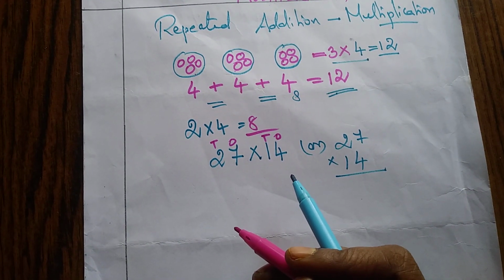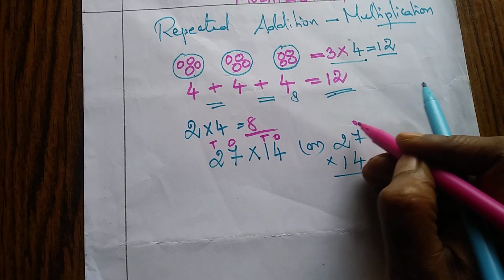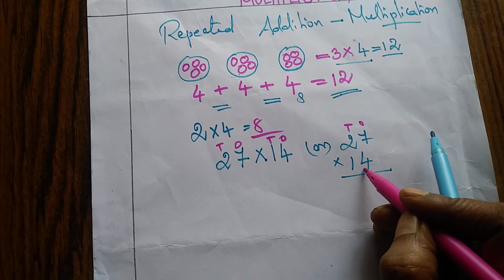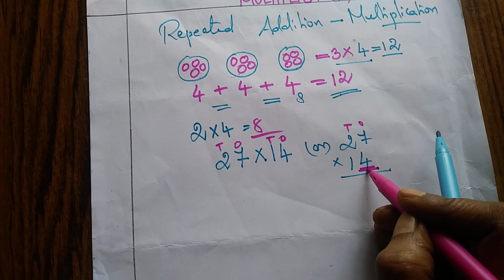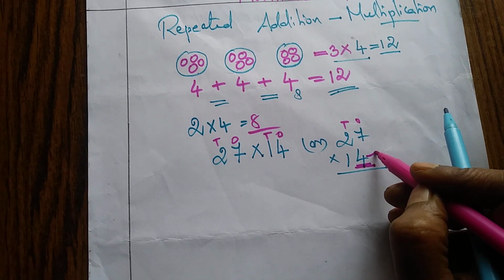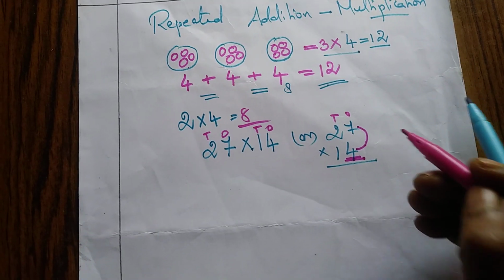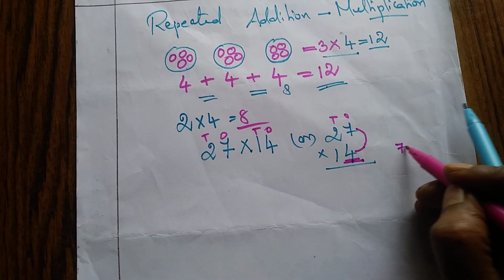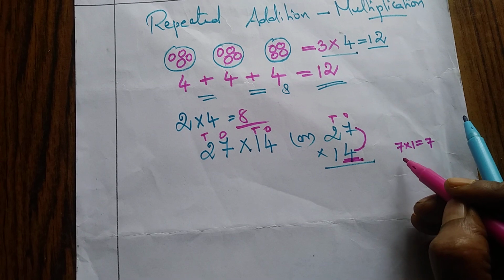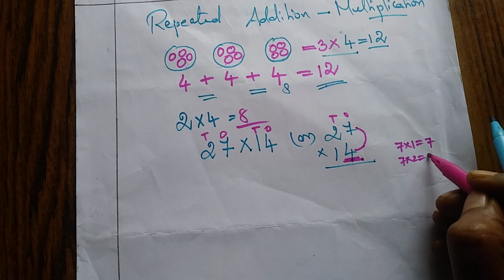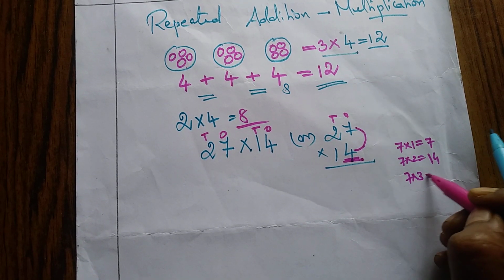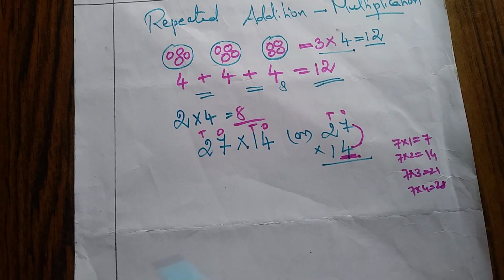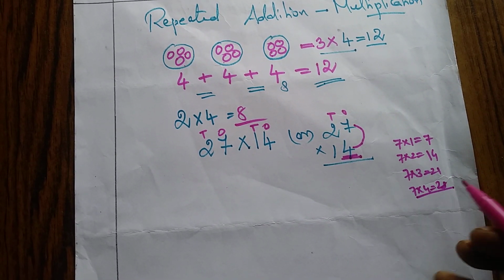Now, watch me carefully how I am going to solve this sum. We should always start with the ones digit. What is the ones digit here? 4. So what is 4 sevens? To get it, you should know how to recite the tables, or you can write the tables at the side. 7 ones are 7, 7 twos are 14, 7 threes are 21, 7 fours are 28. So you got 28 here.